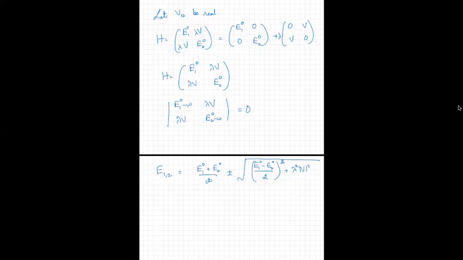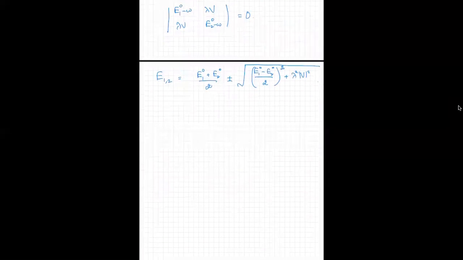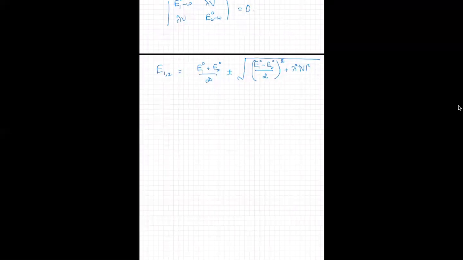So these will be the new energies or new eigenvalues of this Hamiltonian. Of course, we don't need any approximation. These are the exact eigenvalues of this Hamiltonian. But now let us pretend that this lambda V is a very small quantity compared to the difference E1 0 minus E2 0. So, suppose lambda V is very, very small compared to E1 0 minus E2 0.